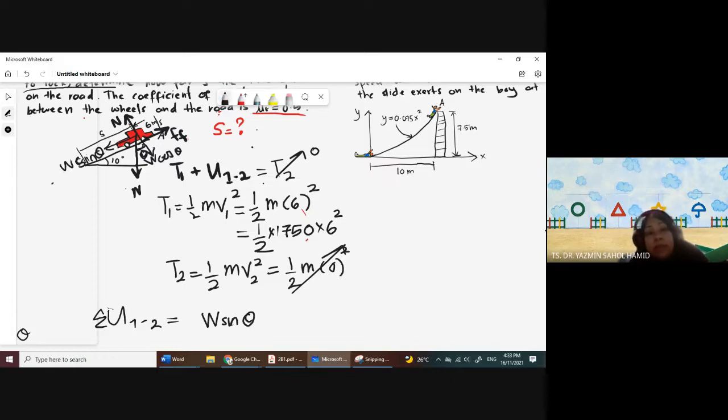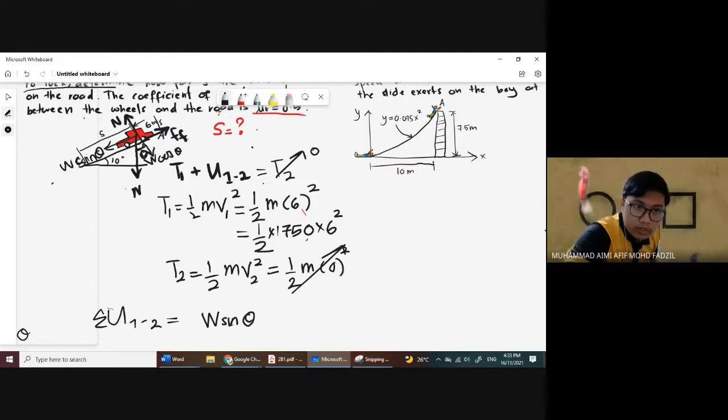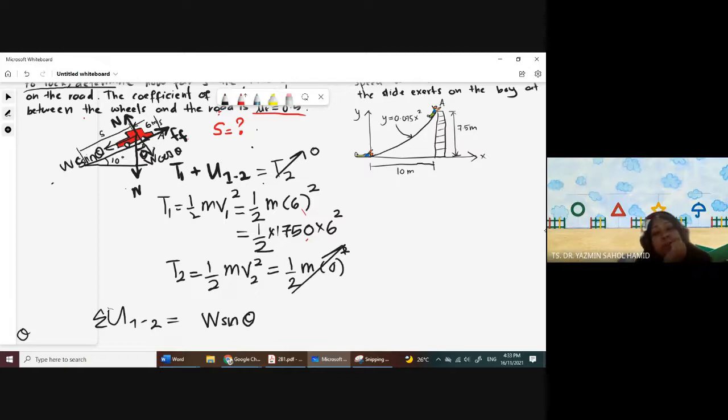W sine theta. Is it positive or negative? Going in the direction of displacement, so positive. And then don't forget you must multiply by the distance, which is S. Okay?